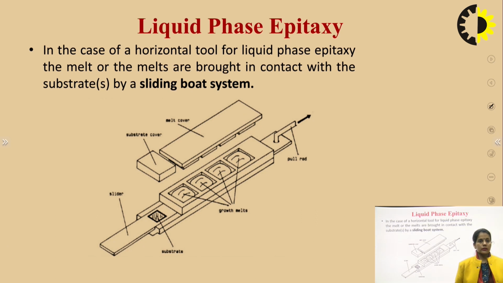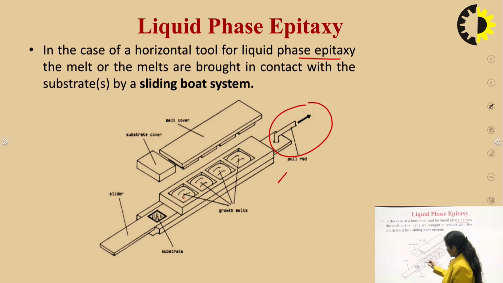So let us understand how this process takes place. This is the basic diagram of the arrangement required for liquid phase epitaxy. In this case, we can see that there is a horizontal device. In this horizontal tool for liquid phase epitaxy, the melt or melts are brought in contact with the substrate by a sliding board system. This is the sliding mechanism using which we can push it back and forth.